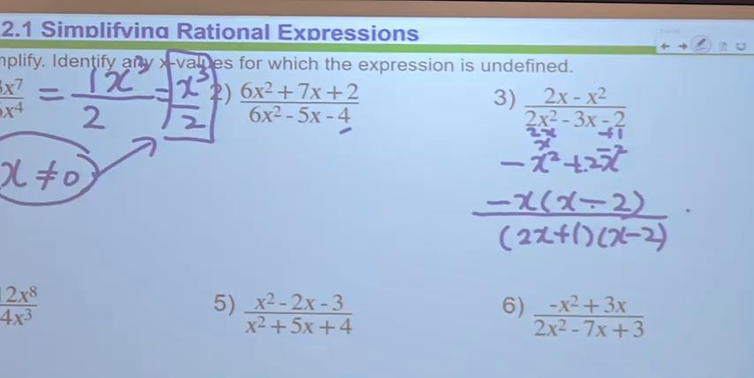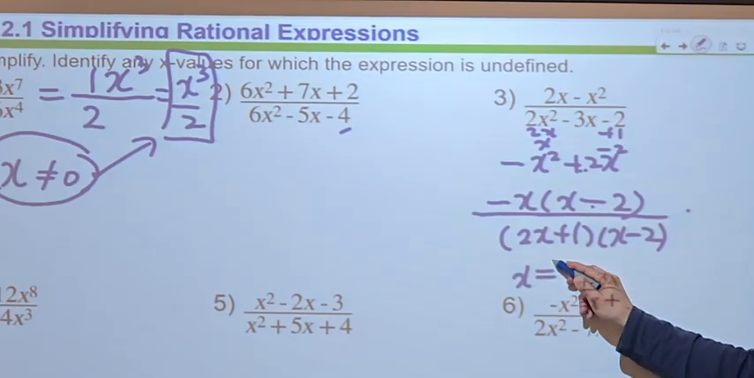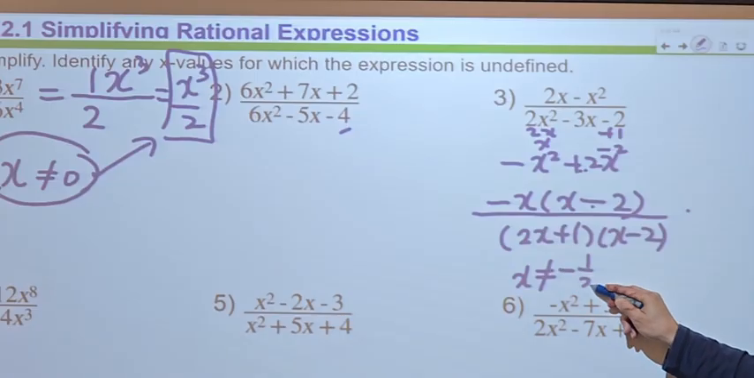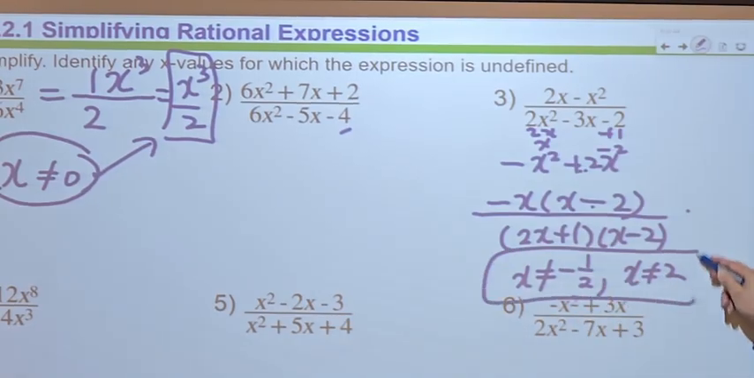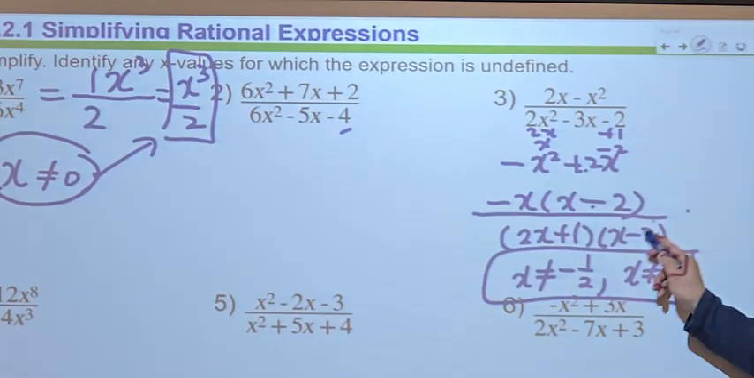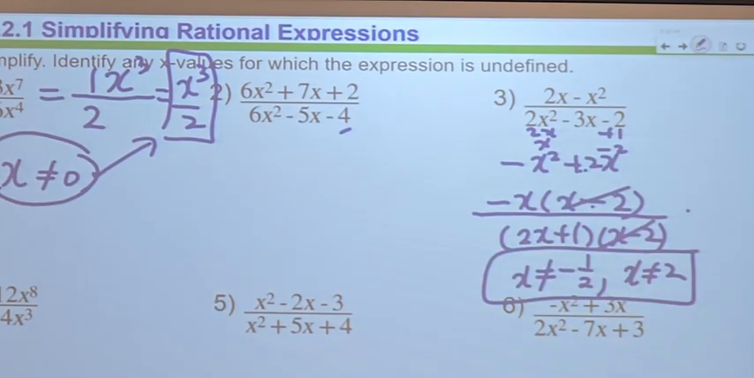Now what? Before you do anything else, x equals not what? From here, negative 1/2. From here, x equals not 2. You need to write it, this is part of the answer. Everybody clear? Now what? Oh, this is the same thing, I can cancel this out. Minus x over 2x plus 1, nothing you can do. This is the answer. Everybody got it? Okay.